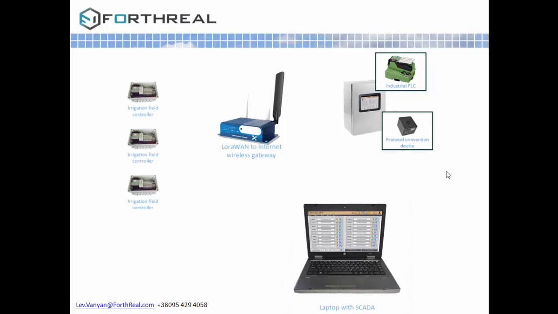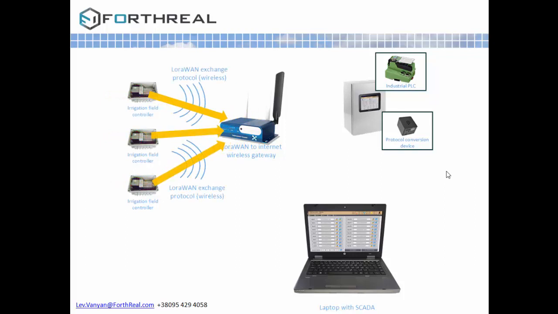Let's now have a look at how information is exchanged between system components. When measurements are taken from the sensors, this data is quantized by the field irrigation controllers, packed up into LoRaWAN packages, and sent across the wireless link to the LoRaWAN to Internet gateway. The LoRaWAN to Internet gateway identifies the senders using the routing table and repacks this information to be sent further to the protocol conversion device.